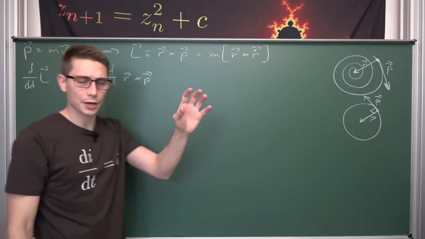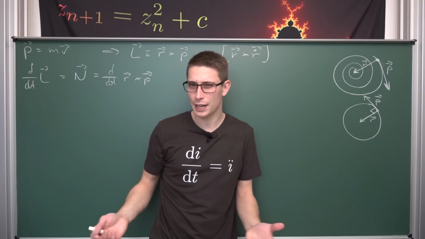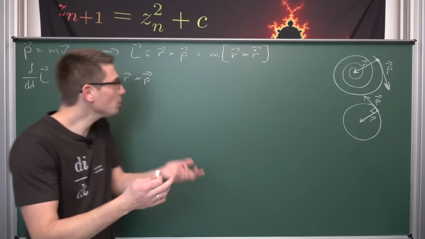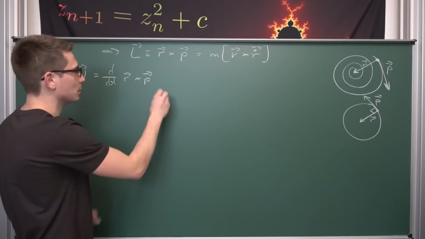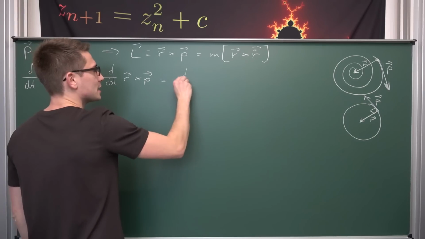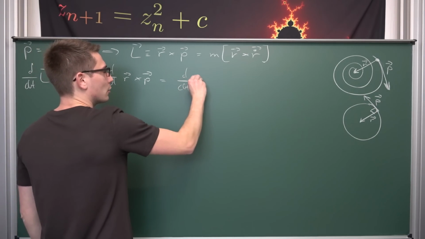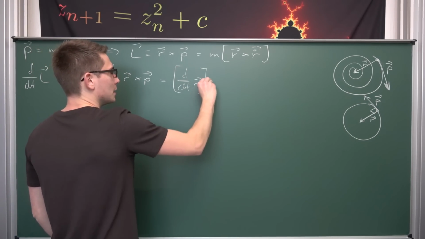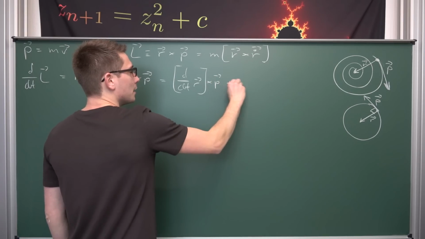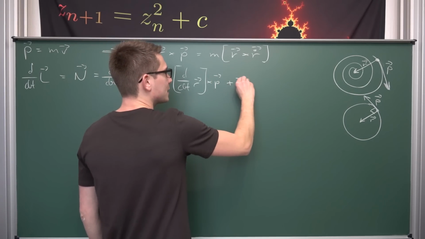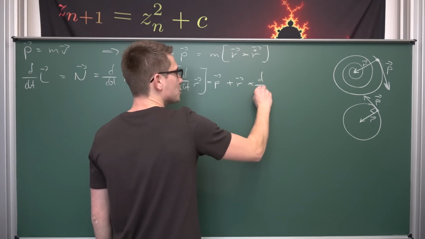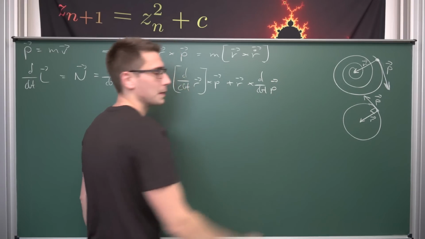Now, the cross product is nothing but a multiplication of vectors, you could say. So formally, the product rule also applies here. Meaning the product rule states that this right here is d/dt of the r vector in the cross product with the p vector, and added to it just the r vector in the cross product with the differential of the p vector.